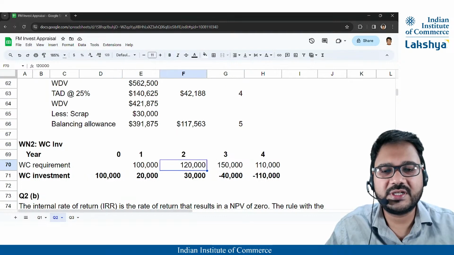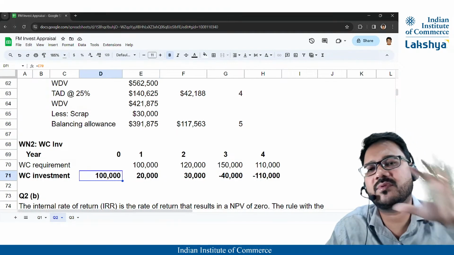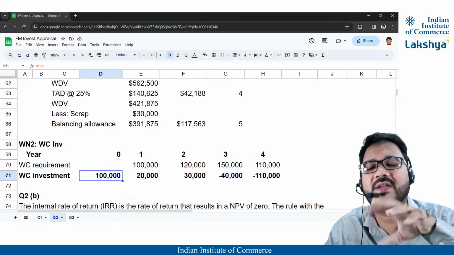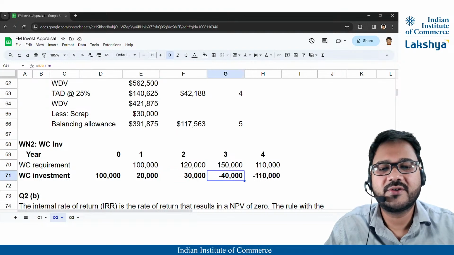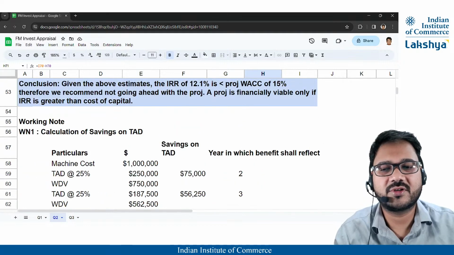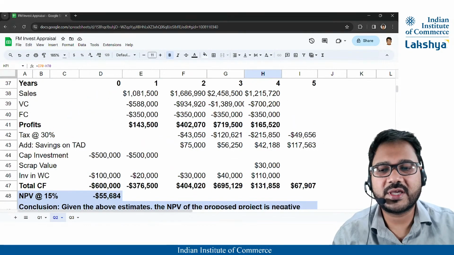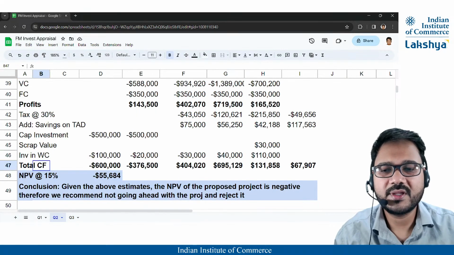Then for next year, we need 120. So we invest 120. We invest only 20 as of year one because we already have 100,000 invested inside the system. We need to pump in another 20, another 30. 40 gets released, 110 gets eventually released at the end of the project. Okay. So these working capitals we have written from the working note. You could in fact write it also, investment in working capital, working note number 3, or whatever working note it is. Then you arrive at your total cash flows.